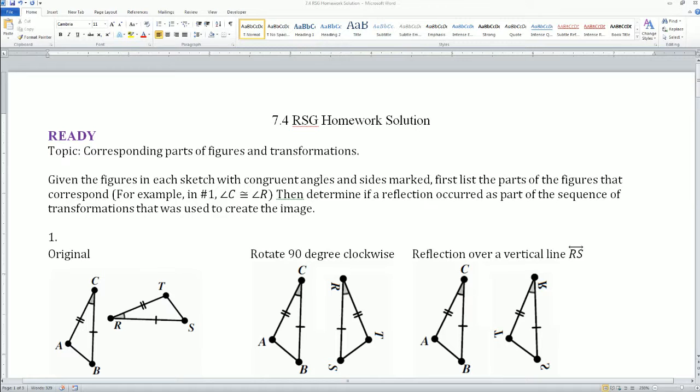Alright, it says: given the figure in each sketch with congruent angles and side marks, first list the part of the image that corresponds, then determine if reflection occurs as part of the sequence of transformations that was used to create the new image.